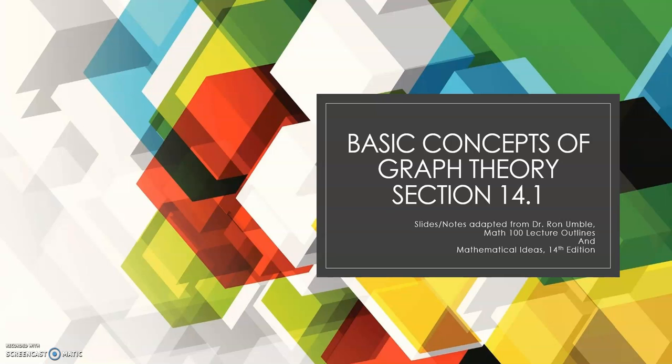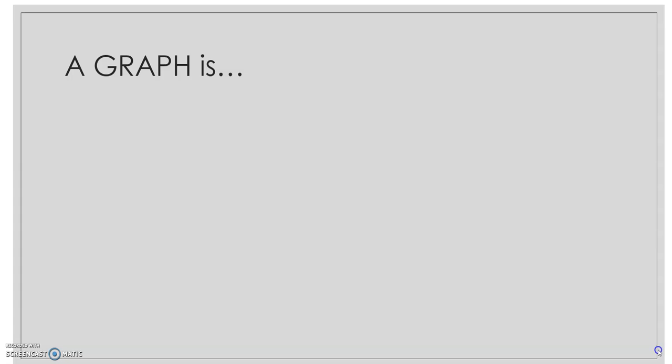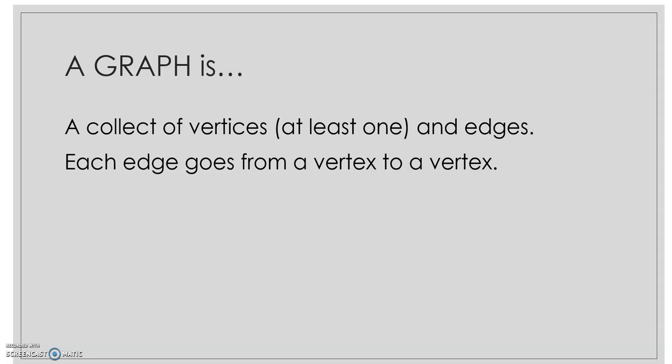Section 14.1, Basic Concepts of Graph Theory. A graph is a collection of vertices, at least one, and edges. Each edge goes from a vertex to a vertex. This is not a graph like an x-axis and a y-axis. Not that kind of graph.